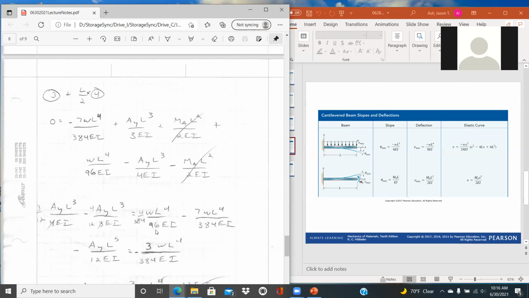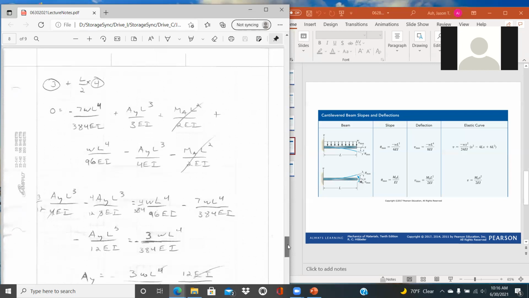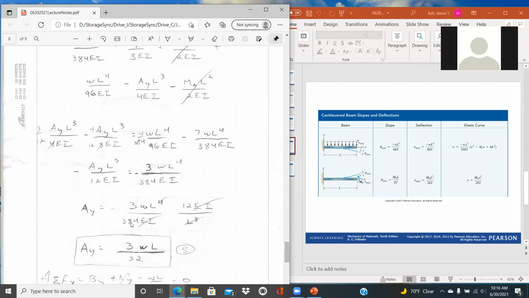384 is a common denominator on the right-hand side. So that'll give us 4 over 384 minus 7, which will give us a minus 3 WL to the fourth over 384 EI. And we can solve out AY. We have two negative signs, so they will cancel one another out. And then we'll have 3 WL to the fourth over 384 EI, times 12 EI over L cubed.